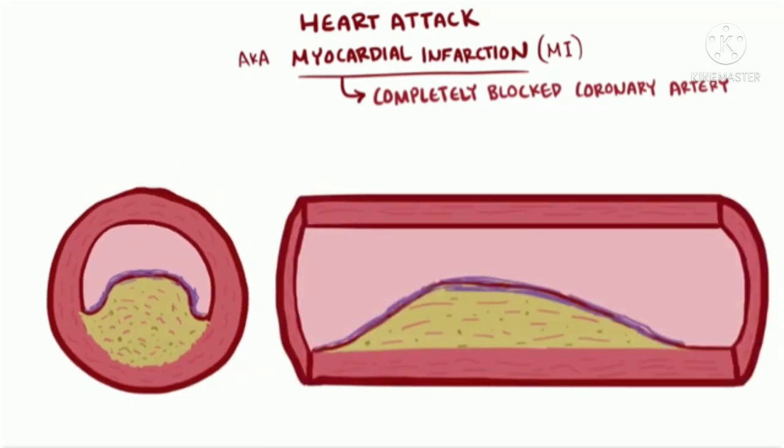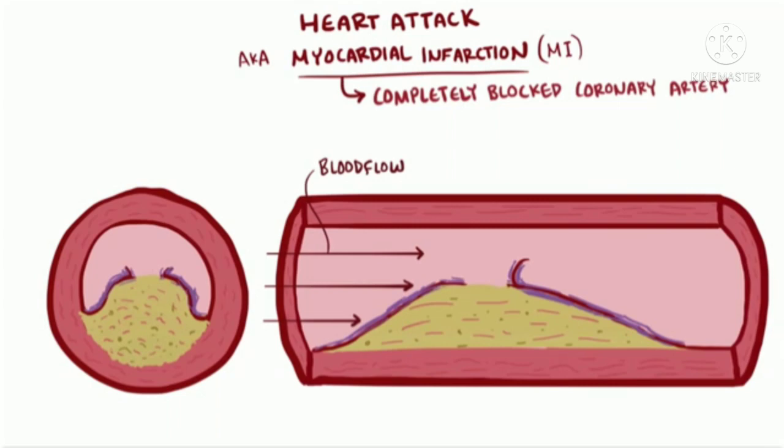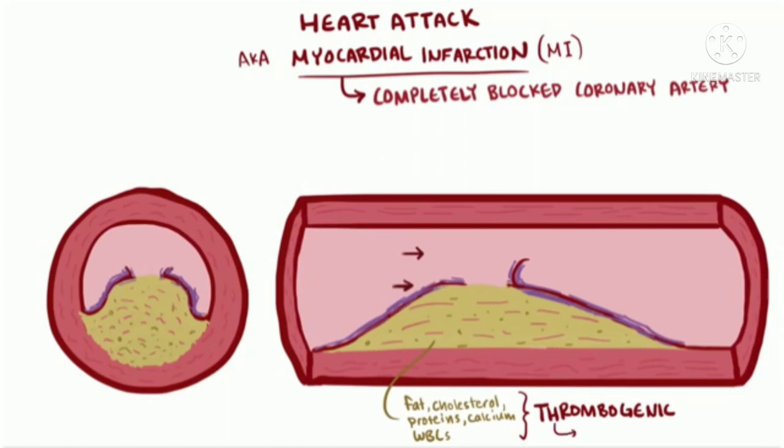Since these plaques sit right in the lumen of the blood vessel, they're constantly being stressed by mechanical forces from blood flow. And interestingly, it's often the smaller plaques with softer caps rather than the larger ones with harder caps that are especially prone to break or get ripped off. Once that happens, the inner cheesy filling, which remember is this mix of fat, cholesterol, proteins, calcium, and white blood cells, is thrombogenic. And this means that it tends to form clots very quickly.